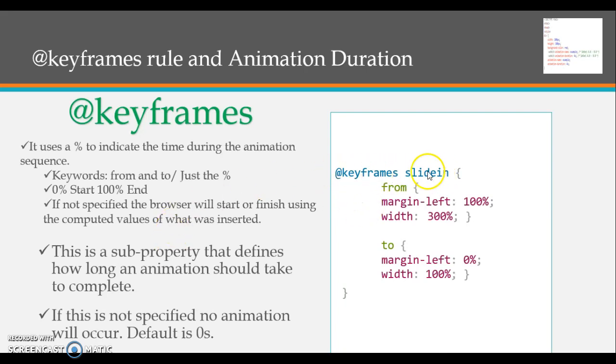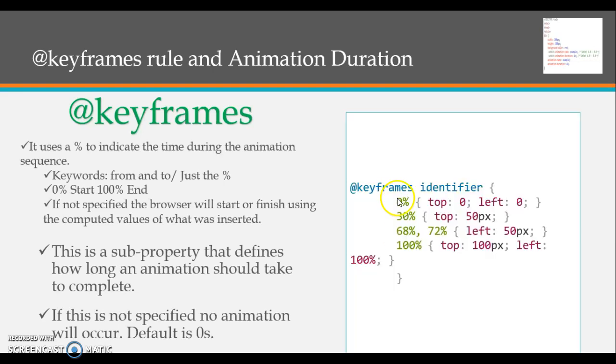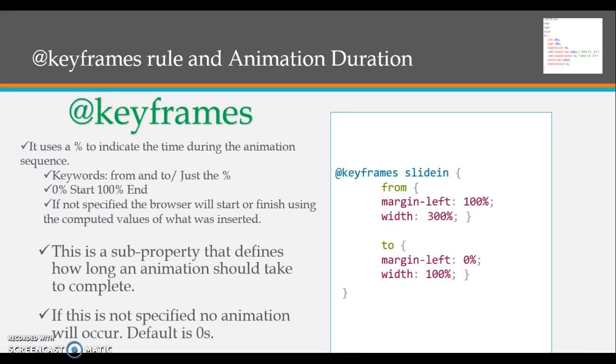This picture to the right is an example of how we can use the words from and to versus using the percentages. So see how it can go from anywhere from 0% to 100%. And the values over here can change of what we will be doing or the stylings that we'll be applying. Or we can just use the words from and to.